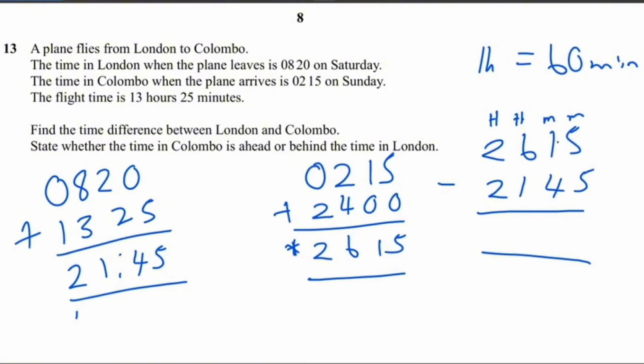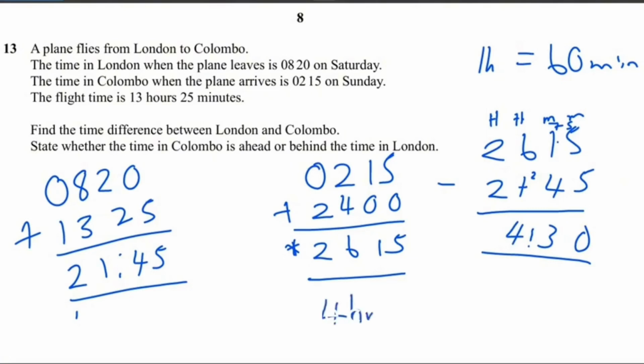75 minus 45: 5 minus 5 is 0, 7 minus 4 is 3. Then the 1 hour which you borrowed, you need to return back, much like we do in equations. You add 1 hour here, the 60 minutes is 1 hour. So 6 minus 2 gives you 4. So what it is saying here is that the difference is 4 hours and 30 minutes.